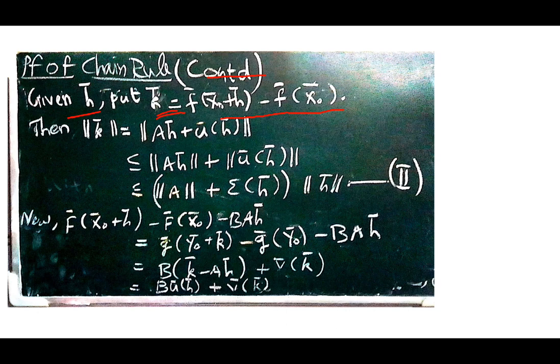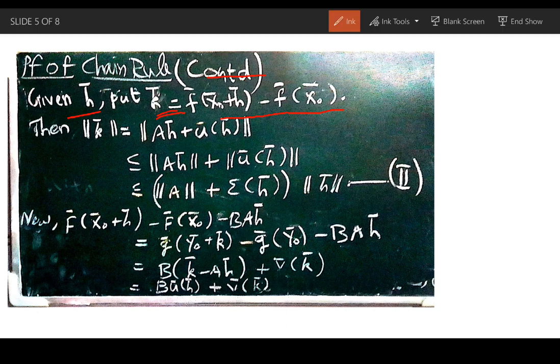So norm of k is norm of A h plus u of h, which is less than or equal to norm of A of h plus norm of u of h. But norm of A of h is less than or equal to norm of A into norm of h, plus norm of u of h is, as we observed, epsilon of h into norm of h. So norm of h you can take out and write less than or equal to norm of A plus epsilon of h, into norm of h. So mark it as 2. Hope you understood this much.